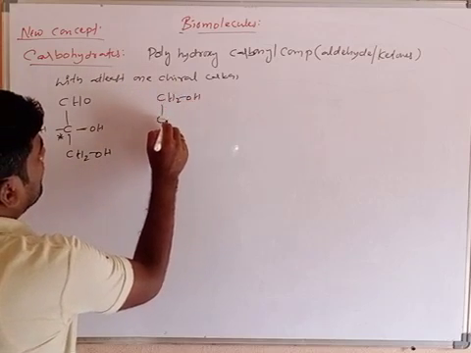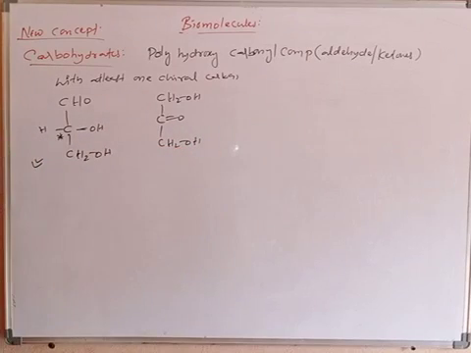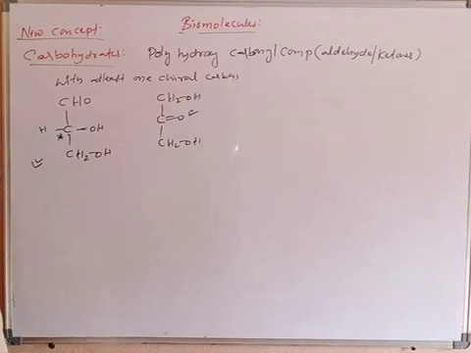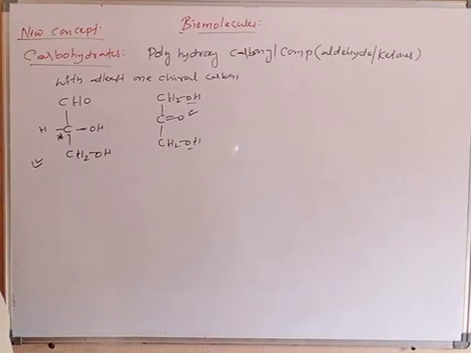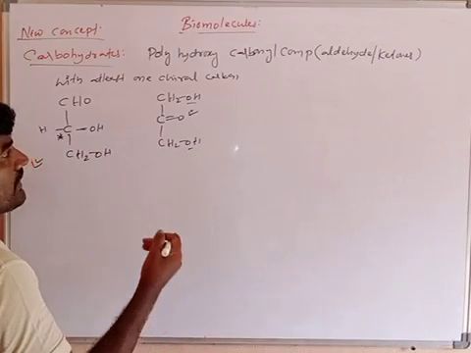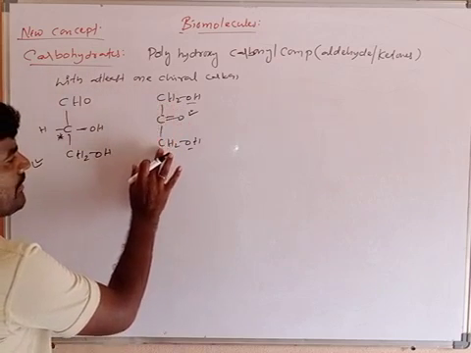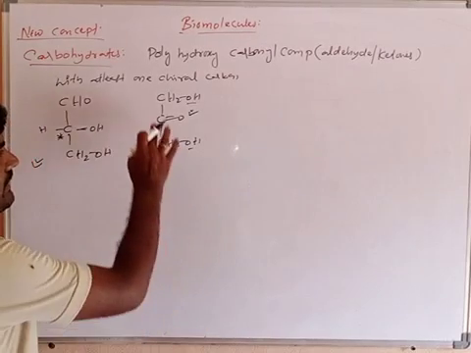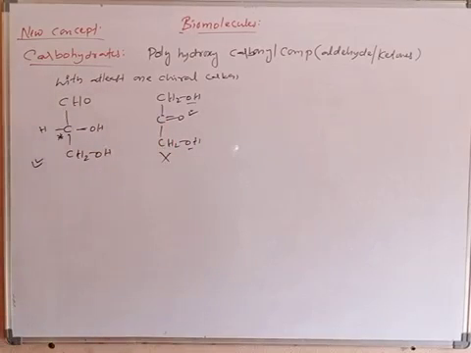Next example: CH2OH, C double bond O, CH2OH. A carbonyl group, a ketone group, is there. And two hydroxy groups are there, so polyhydroxy is satisfied. Both are satisfied, but there is no chiral center. Whatever carbon, two hydrogen atoms are there, two similar groups. There is no chiral center, so this is not a carbohydrate. Clear?